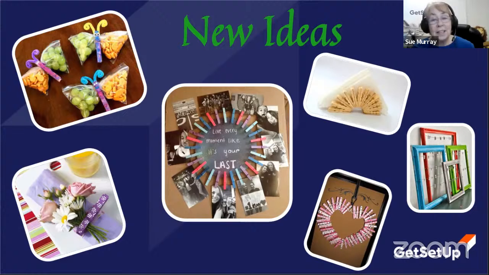You can also take an old coat hanger and turn it into any shape you want. This happens to be a heart, but you can make any shape you want and put your pegs around it, and it just turns it into something interesting. Just another new idea, a different idea.